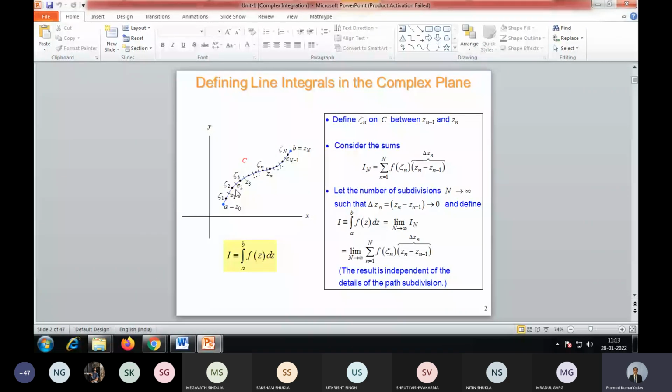You may see this picture. A function f(z) is defined over the curve C. C is a curve. So the function f(z) is defined over the curve C, and on that curve C we are going to take two points, A and B.